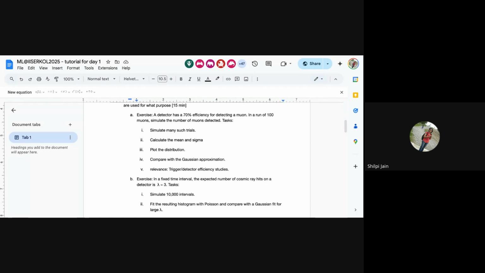So what is being discussed? We are on this first exercise where there are 100 muons hitting your detector, and your detector has a detection efficiency of 70%. So the question is, what kind of distribution will the number of muons detected follow? Let's say you did one experiment, shooting 100 muons on the detector with a 70% efficiency. Sometimes you will detect 68, sometimes 71, sometimes 70. So what kind of distribution will that follow?